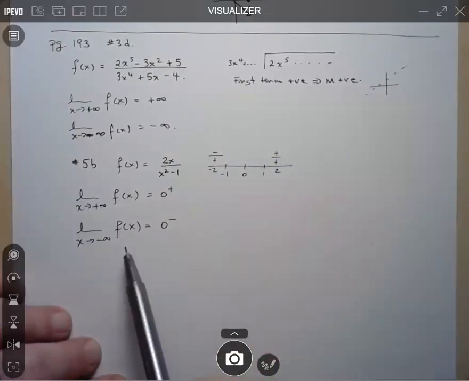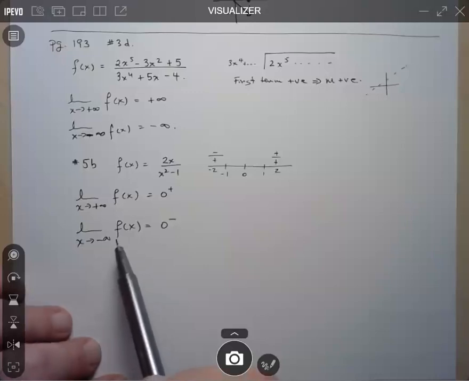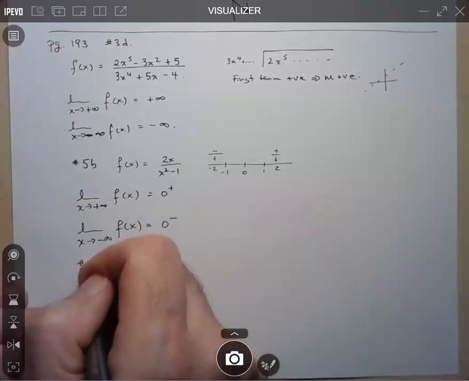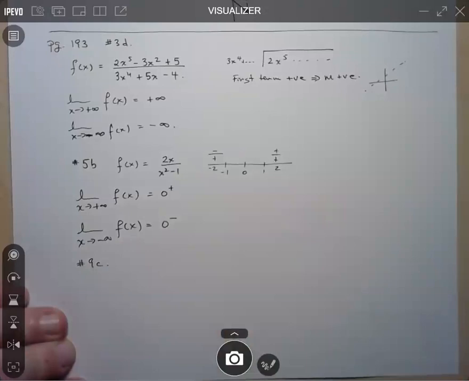Okay. Any questions on that? Nope. Okay. The last one that was asked was 9C. Hopefully I'll have enough room there. So 9C, let's see what's going on for 9C.